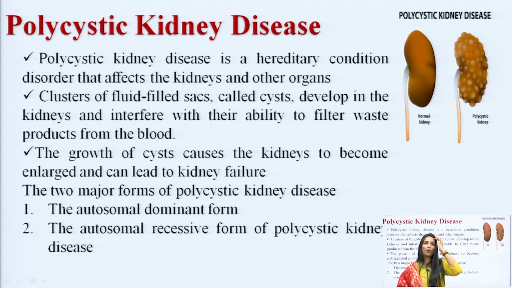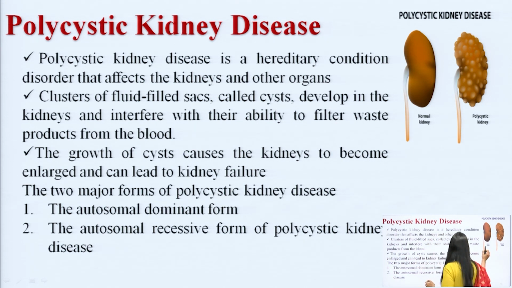Okay, next one is polycystic kidney syndrome. So what is polycystic kidney syndrome, or polycystic kidney disease? It is one of the important diseases which falls under kidney disorders. It is due to hereditary conditions. If you see these two pictures, this is a normal kidney, this is a polycystic kidney.